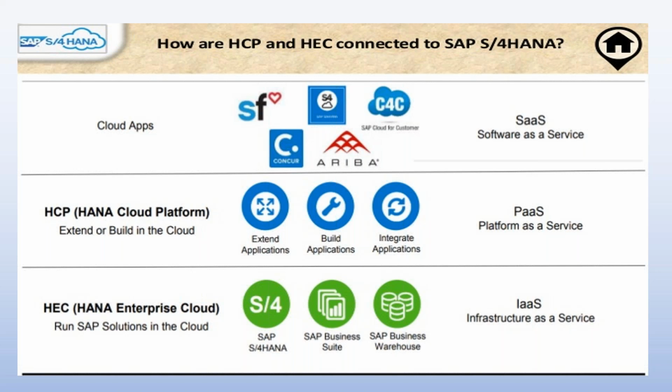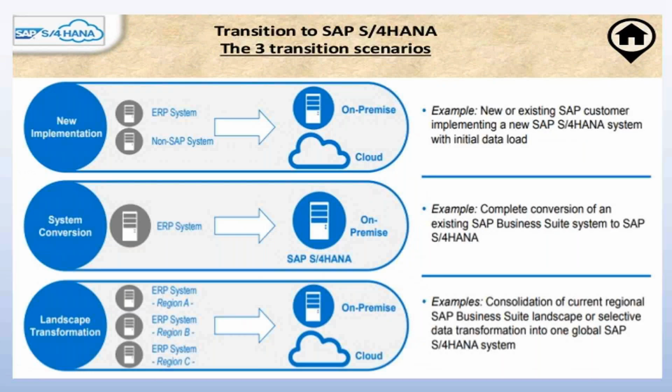So we have cloud apps, we have HCP, and we have HEC, different. Just as a theory part, you should be aware of these terms. What is SaaS? What is PaaS? What is infrastructure as a service? What comes under it? Just as information, you should be aware of it.